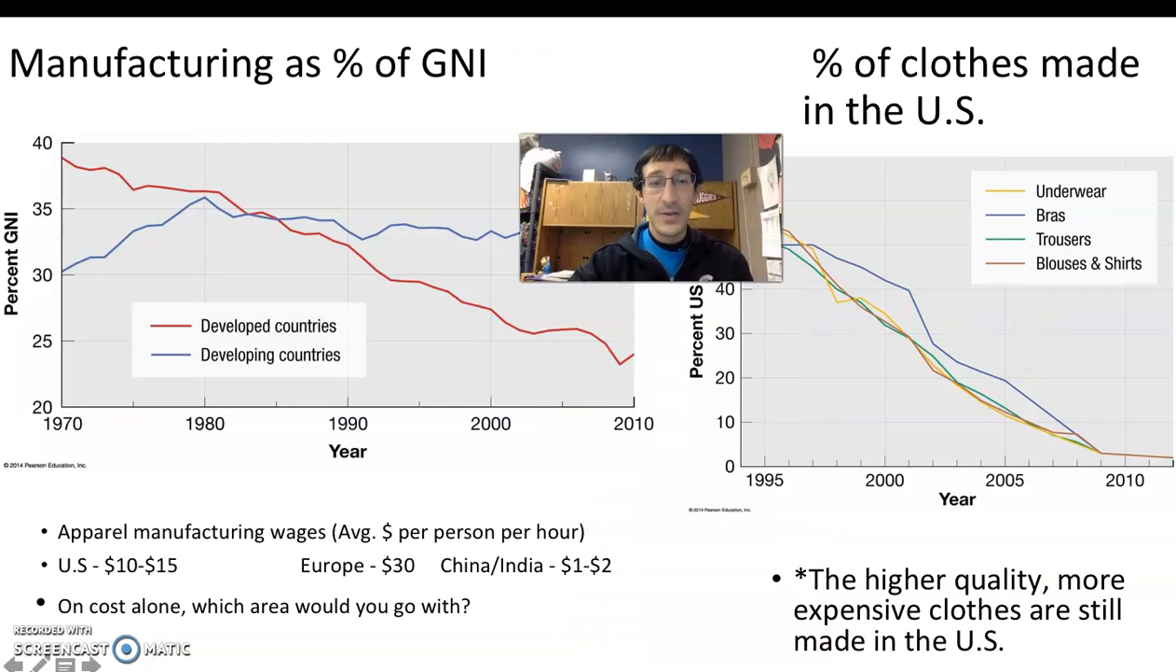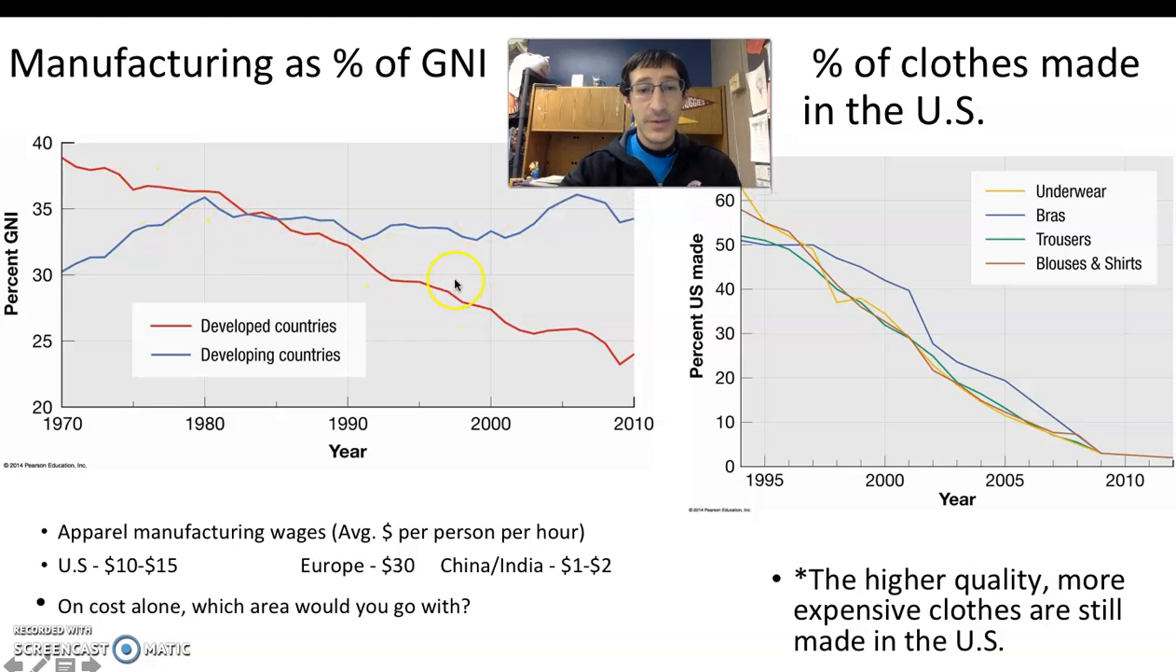Okay, but again, here's kind of our manufacturing has continually decreased for all the developed countries, at least as a whole, while for developing countries, it's stayed relatively the same. So when we talk about the percentage of clothing made in the United States, you can kind of see the gigantic drop of all these types of clothes. A lot of that, again, comes down to the fact that clothing manufacturing is labor intensive.